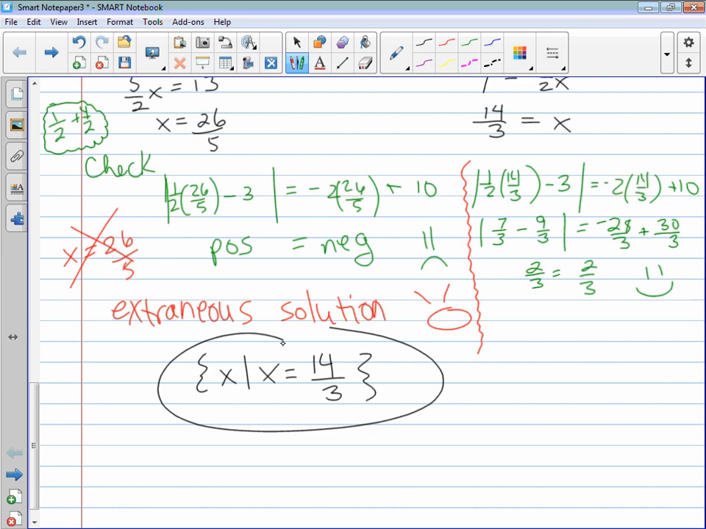So 1/2 times 14 thirds. Look at the 14 over 2. That's like 7. So 14 over 2 reduces down to 7 over 1. If you don't like that, just do 14 over 6, and then reduce it, and you get 7 over 3. Over here, since I'm going to subtract them, I need a common denominator. So let's go ahead and change the 3 into somebody who's over 3.